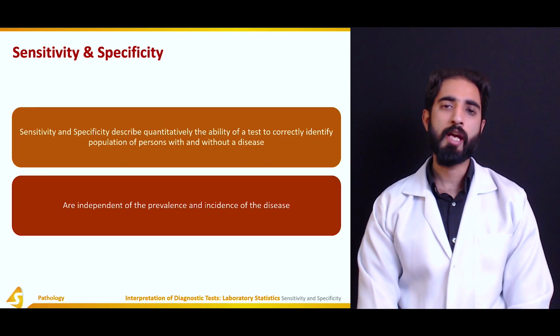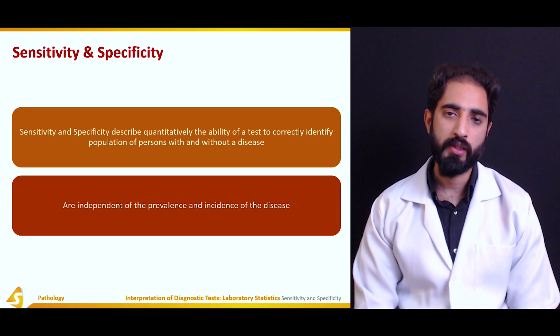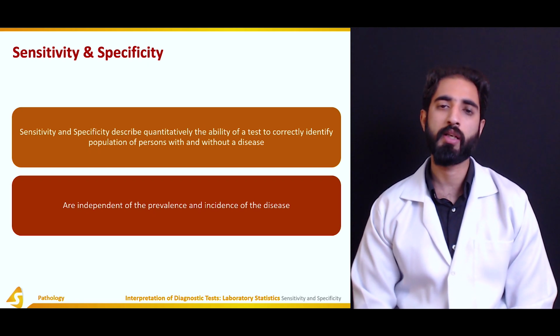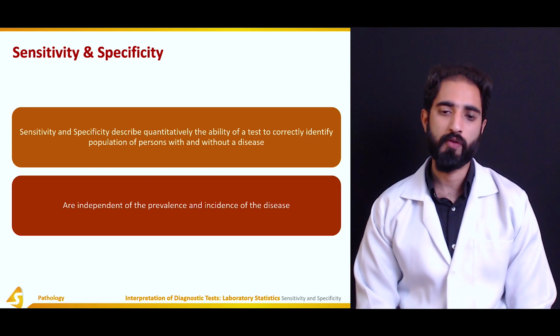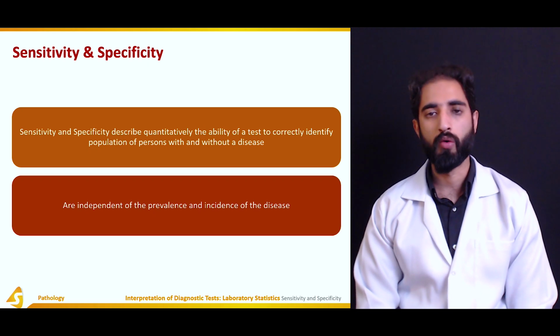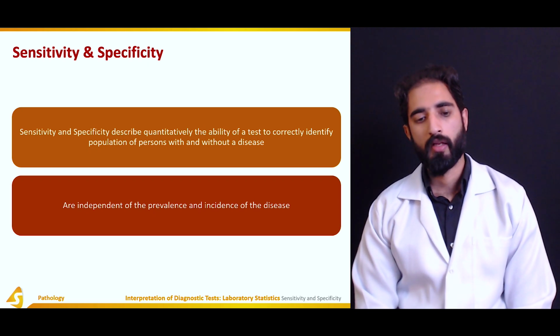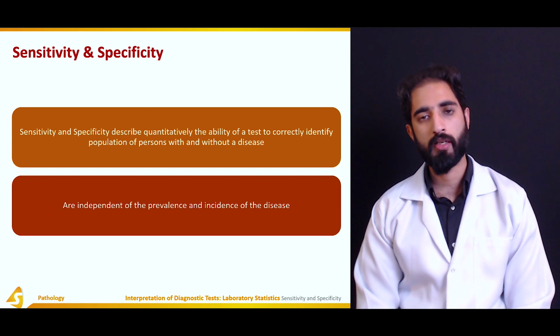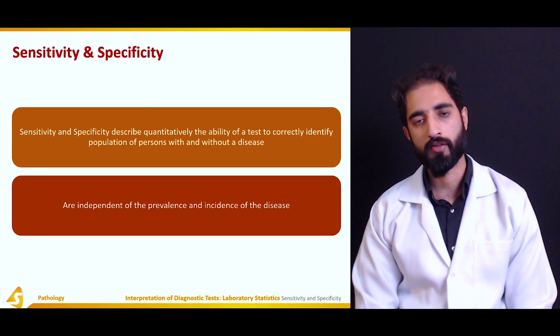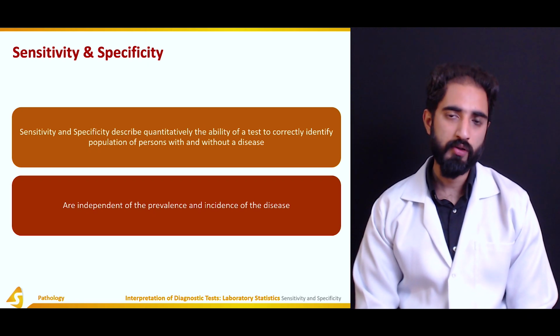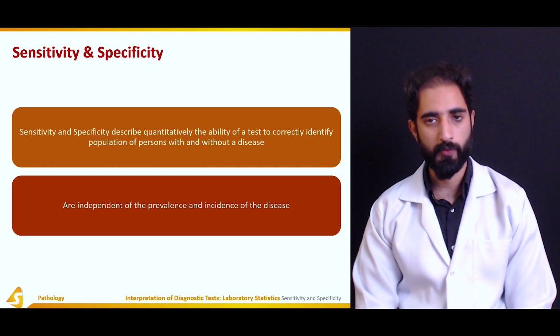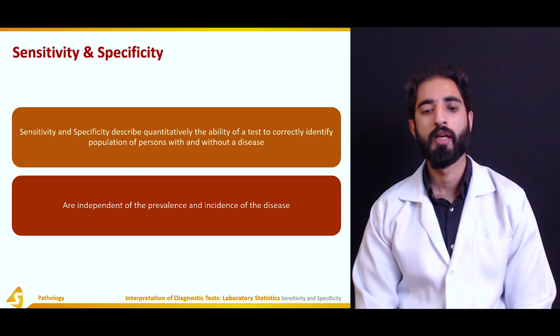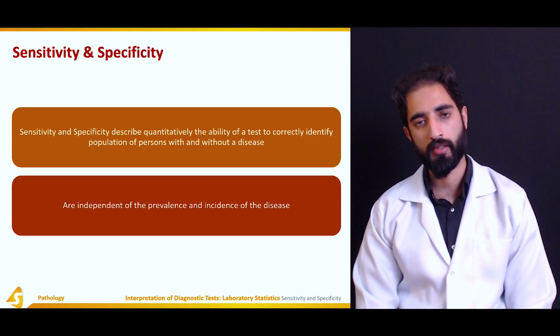So sensitivity and specificity describe quantitatively the ability of a test to correctly identify a population of persons with and without a disease. These terms are independent of the prevalence and incidence of the disease, in contrast to the positive predictive value and the negative predictive value, which are actually dependent on the prevalence and incidence of the disease.